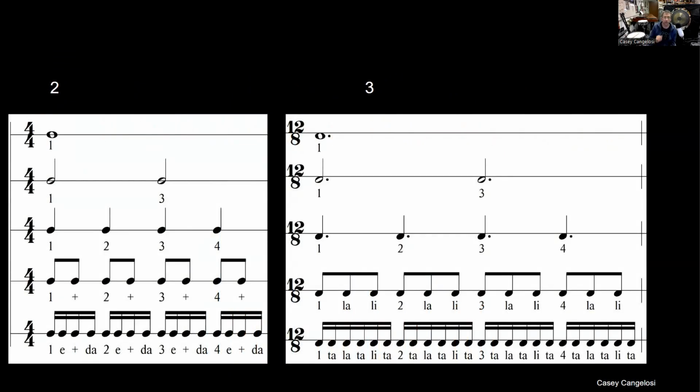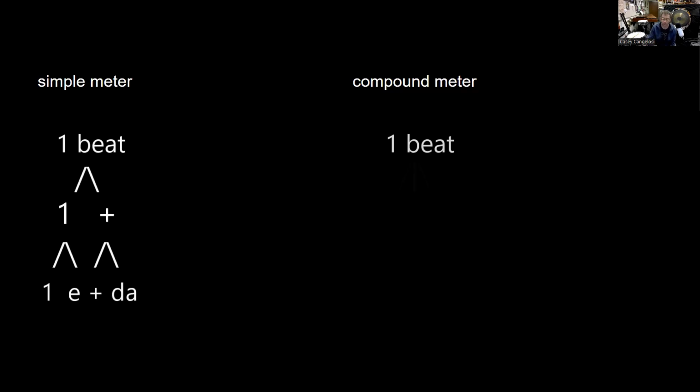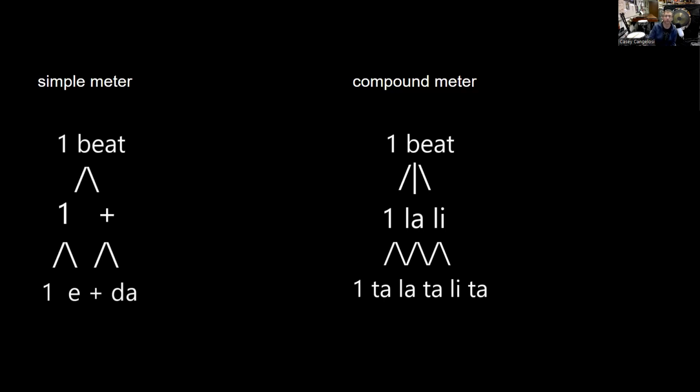Okay, so this counting system works for both divisions of 2 and divisions of 3. You'll probably hear these called simple meter and compound meter, but all that means is that the beats are either divided by 2 in simple or 3 in compound.